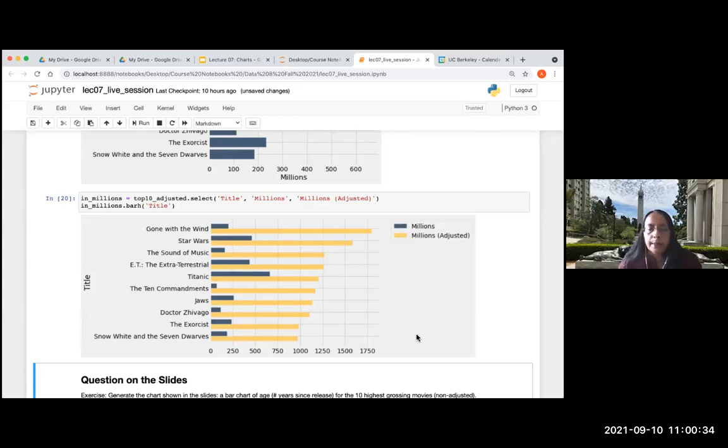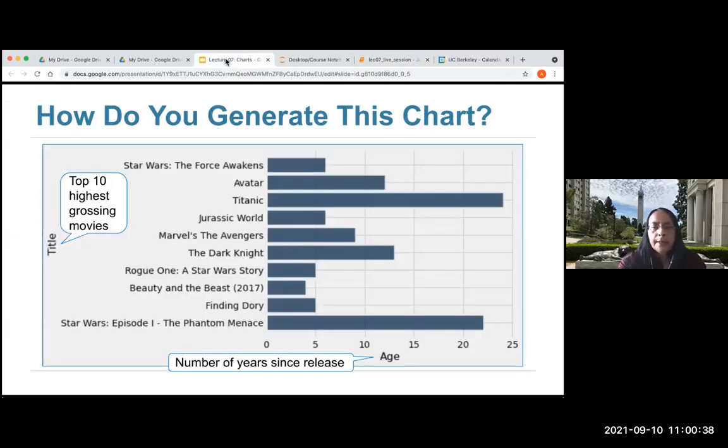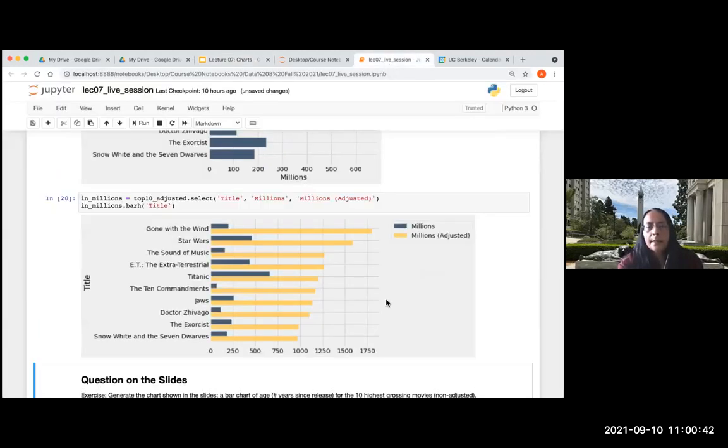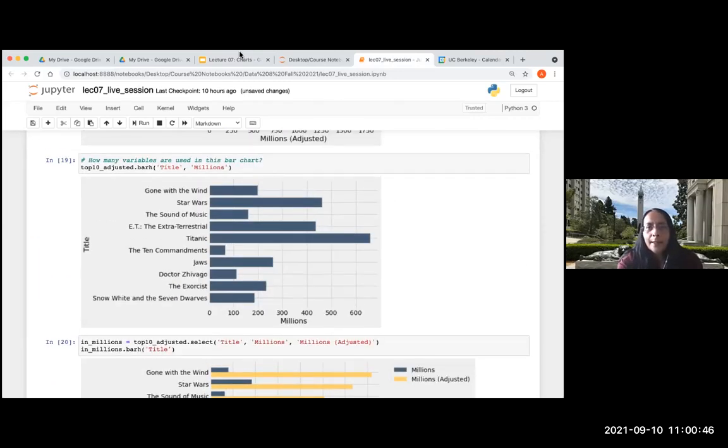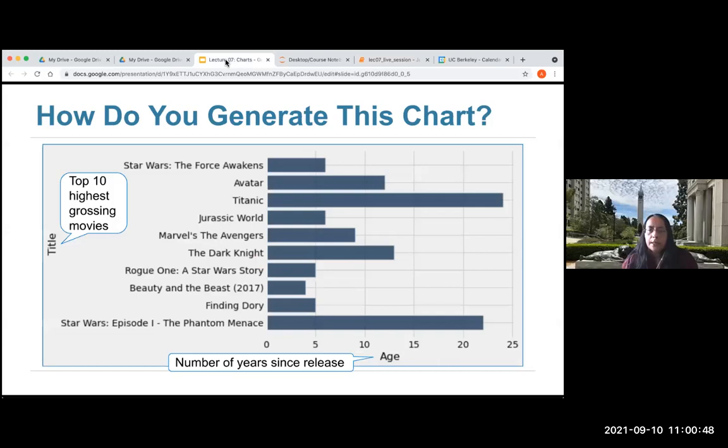And the only thing that remains is a question: how do you generate this chart? So try it out yourself. How to generate this chart. It's from the same data set, and the answer is there. And I will see you on Monday.